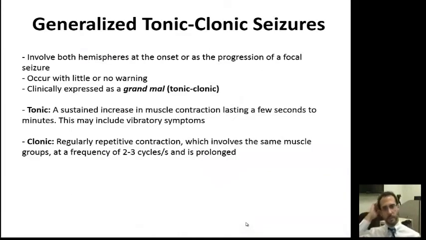So for the tonic-clonic seizure, basically, they typically involve both hemispheres at the onset or as the progression of a focal seizure that we mentioned before. Now, they can occur with little or no warning and are clinically expressed as a grand mal. All right. For the tonic seizure, the description is basically a sustained increase in muscle contraction lasting a few seconds to minutes, and this may include vibratory symptoms.